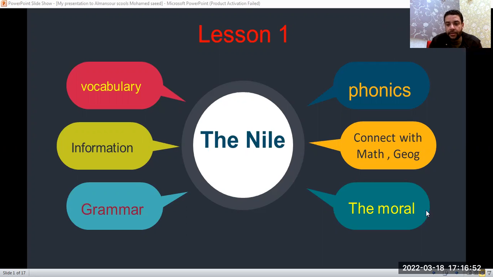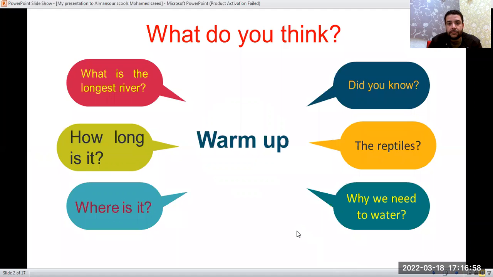Let's start with the vocabulary. What do you think? What is the longest river in the world? Everyone knew the river Nile is the longest river in the world. How long is it? The river Nile is 6,670 kilometers. Where is it? In Egypt. The river Nile in Egypt.